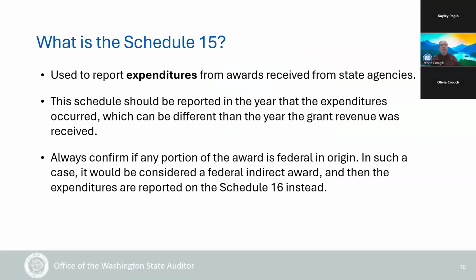Thank you, Kaylee. Let's move on to Schedule 15. The Schedule 15 is used to report expenditures from awards received from state agencies. Since we are reporting expenditures, you would only report items on the Schedule 15 in the year that those expenditures were recognized, which may be different than the year you received the grant revenue.